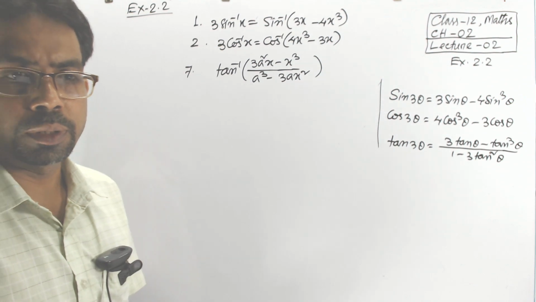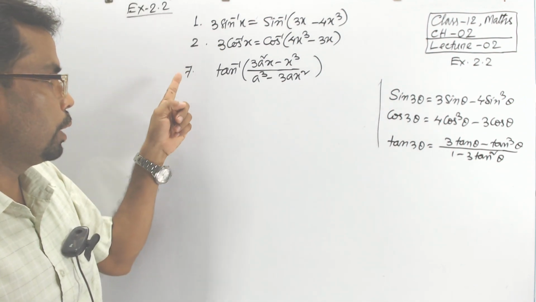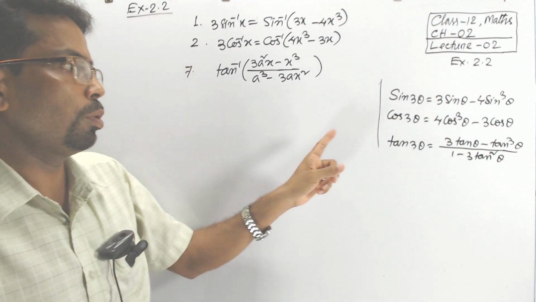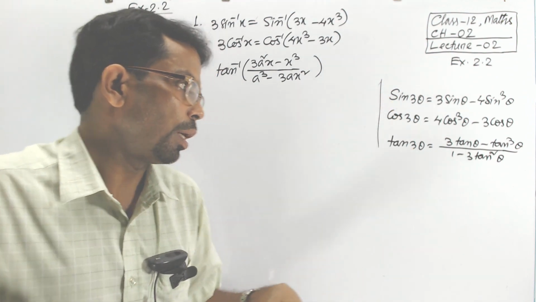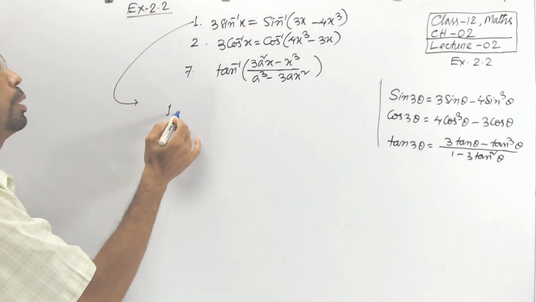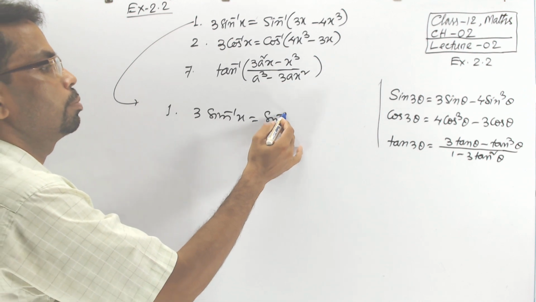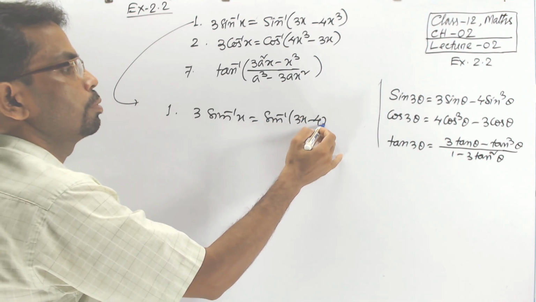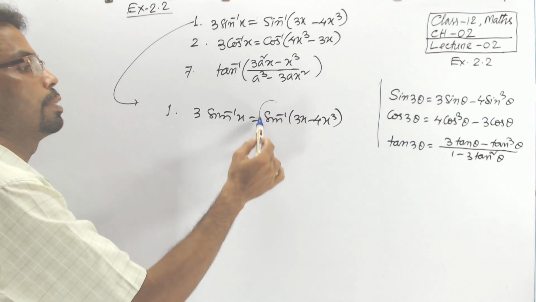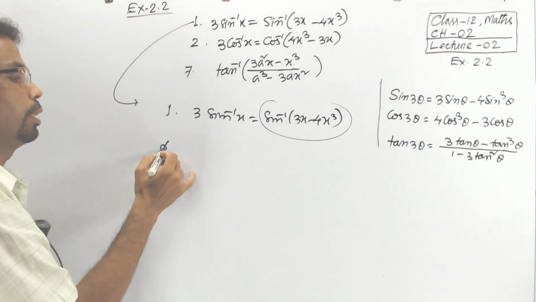So starting with exercise 2.2, question number 1, 2 and 7. In these three questions we are going to use these three identities. I'll first solve question number 1. Question number 1 is to prove 3 sine inverse x is sine inverse (3x minus 4x cube). I'll take the right hand side, and from the right hand side I'll show that it is equal to the left hand side, LHS.